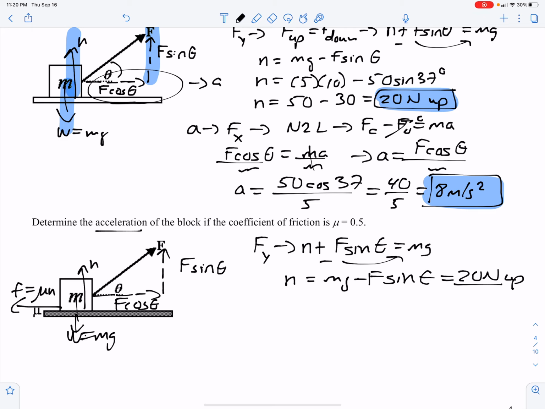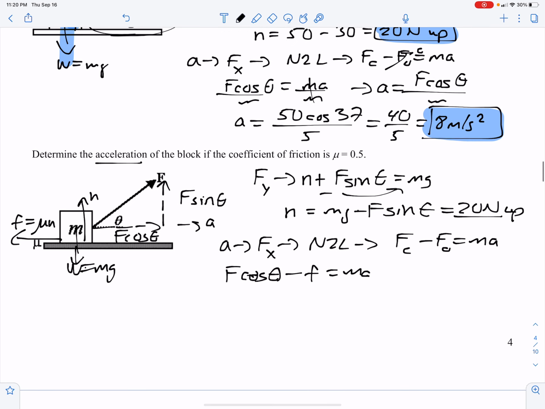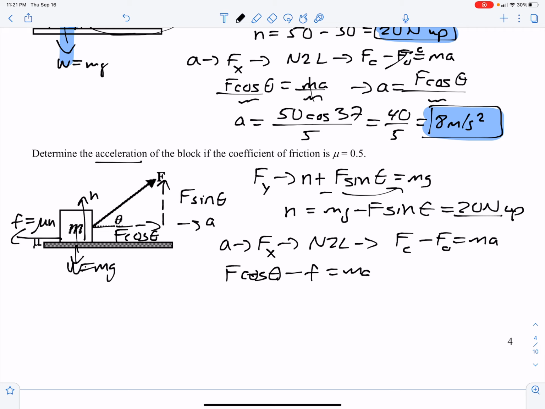Now, to find the acceleration of this block, we need to use the forces in the x direction, Newton's second law, which tells us causing force minus opposing force equals ma. The causing force is going to be F cosine theta because we are accelerating to the right. We do have an opposing force of friction this time going to the left, and we're going to set that equal to ma. Solving for acceleration, we're going to divide by the mass again. And so we've got F cosine of theta minus friction, which is mu times normal force, over the mass.